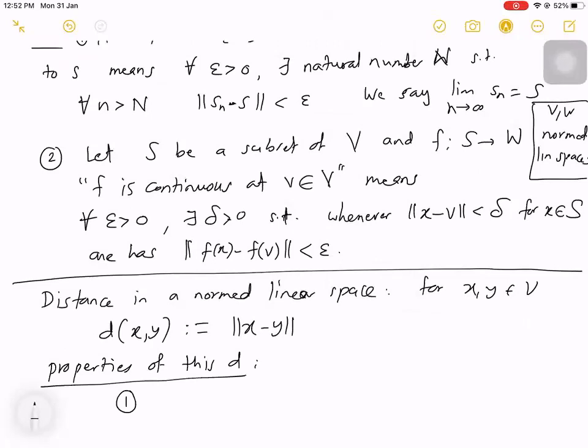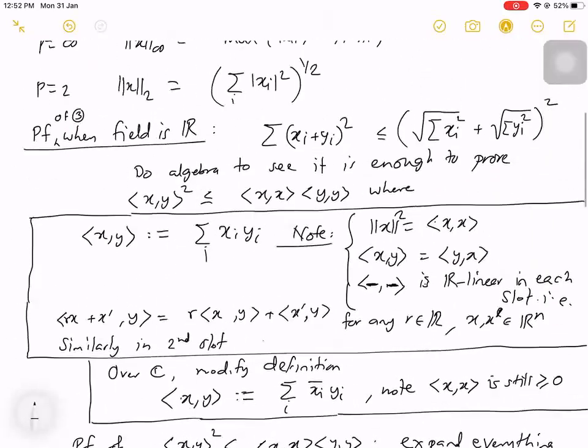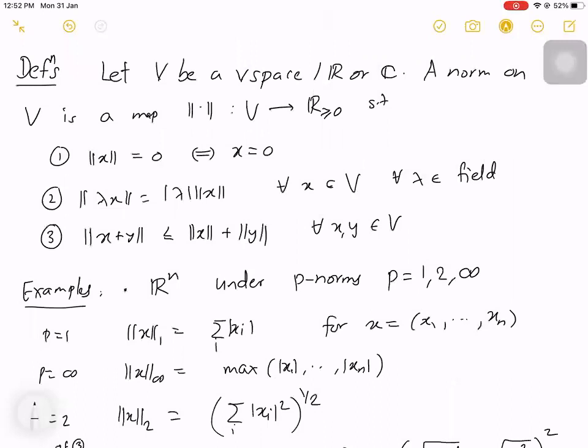So let's go up here and look at 1, 2, and 3. What were those properties? What does the first property tell you about the distance? It says that the distance between X and Y will be 0 precisely when the same vector, right? So that is what the first one says. The second one, let's put it on the side. What does the third one say? The triangle inequality.